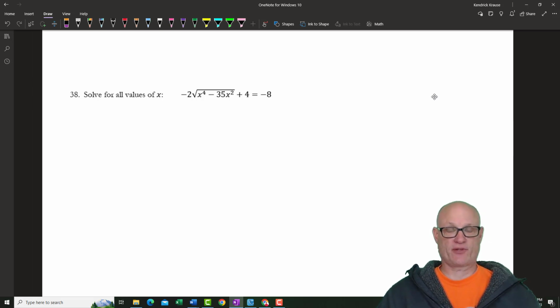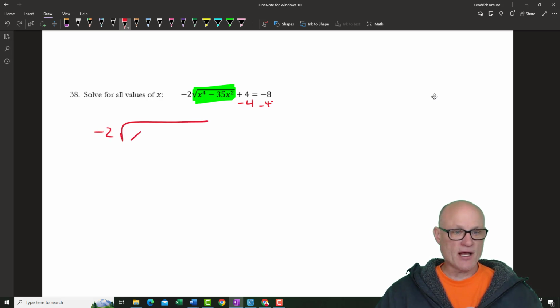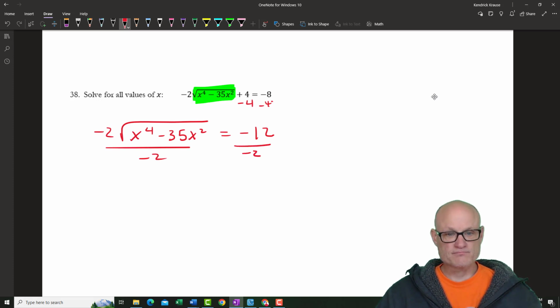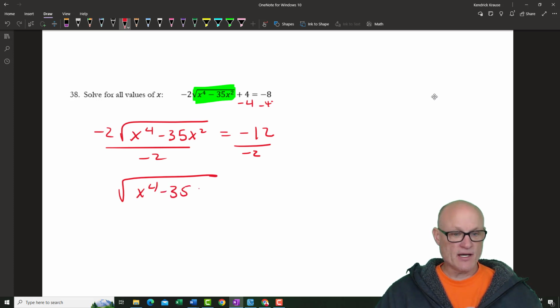All right, so here's what I'm going to do. I'm going to solve this equation. Now, remember, I have a radical, so my first job is to get the radical all by itself. So the first thing I'm going to do is subtract this 4 over. So I get negative 2 square roots of x to the 4th minus 35x squared equals negative 12. Now I'm going to divide by negative 2. So I get square root of x to the 4th minus 35x squared equals 6.